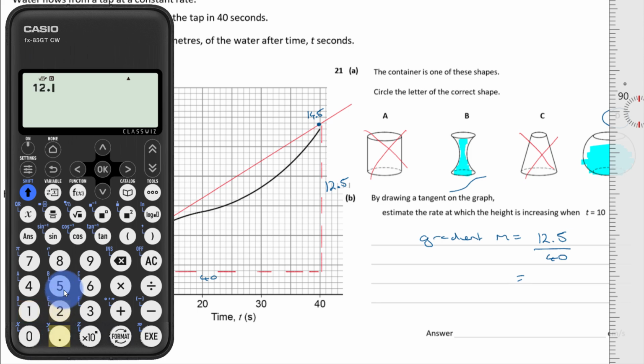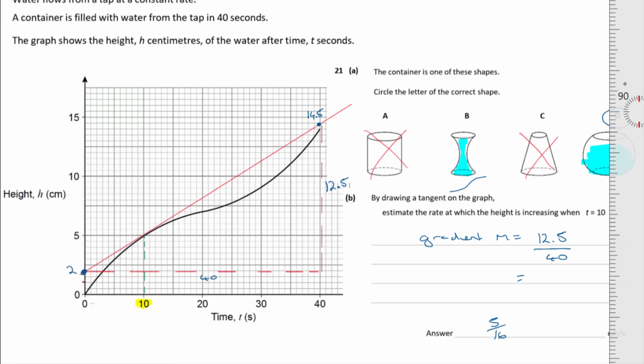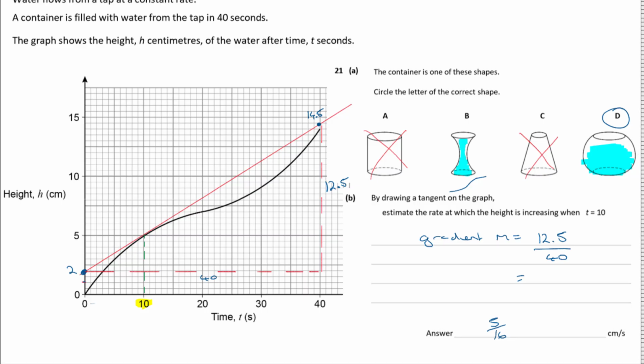That gives me the answer of 5/16 or 0.3125. I'm just going to write down 5/16, I think. So what is... Oh, the unit I've already been given. It's centimetres per second. That's right. That matches what I've got.